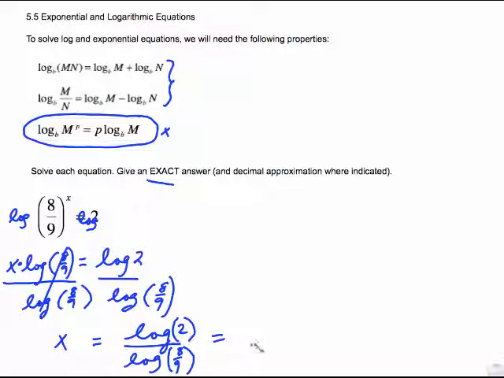which rounded to the hundredths place or to the thousandths place is negative 5.885. And these are very easily checked. Store this as x, and then type in what you see right here, parentheses 8/9 to the x, and it comes out approximately 2.